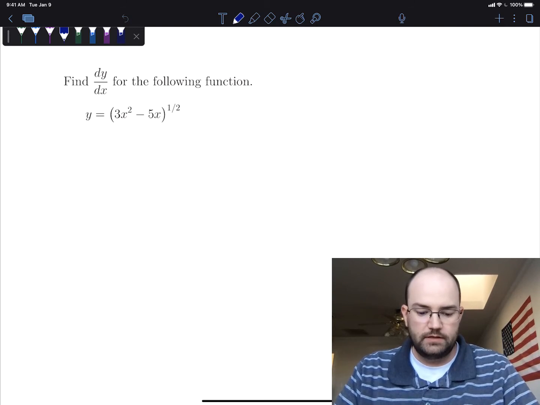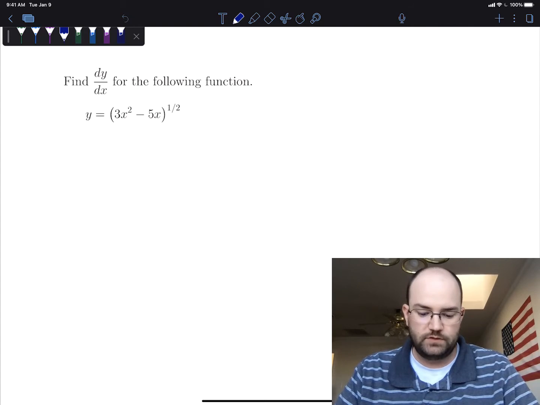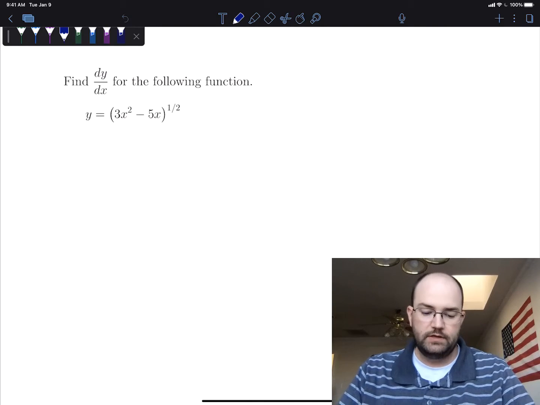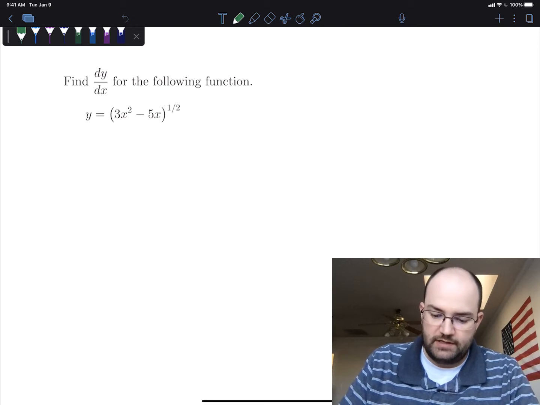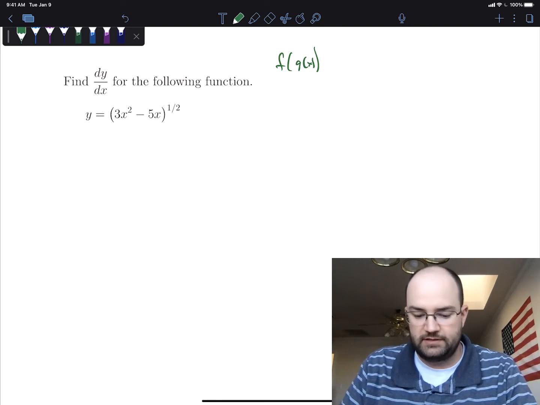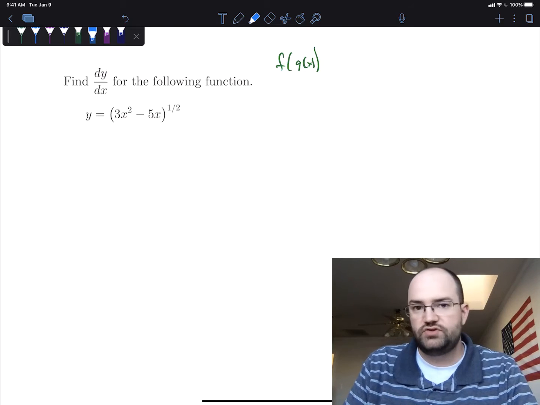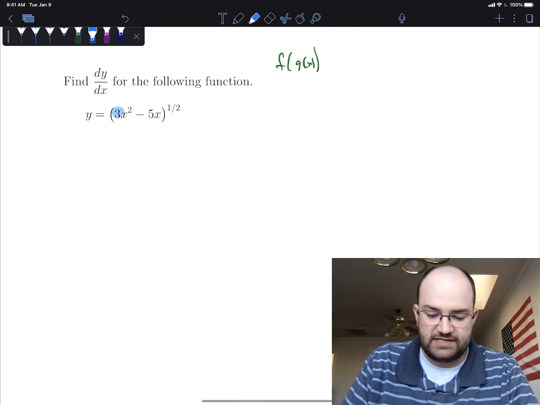Hello. In this video, we want to find dy/dx for the following function. We have y equal to (3x^2 - 5x)^(1/2). Now, here's the thing. This is really considered as f of g of x. That's what the function looks like. Now, our g in this case is right here.